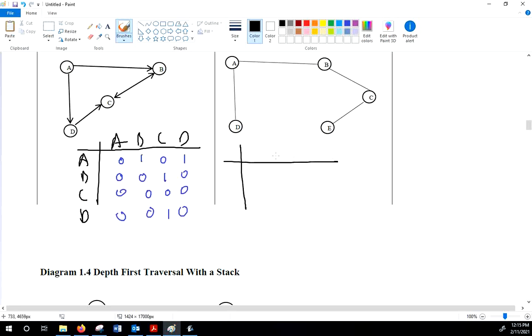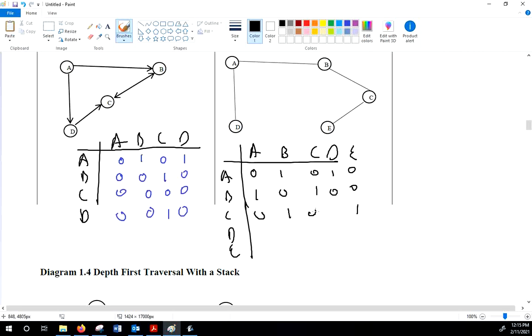All right, let's take a look at this next one. We have A, B, C, D, E. A is not connected to itself, but it's connected to B and D. B is connected to A and C. C is connected to B and E. D is connected to A and nowhere else. And E is connected to C and nowhere else.